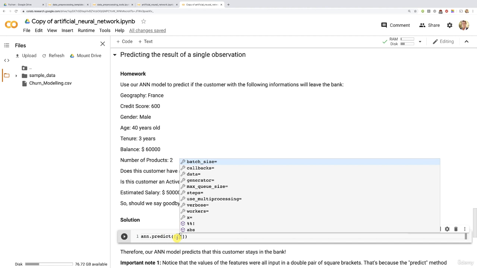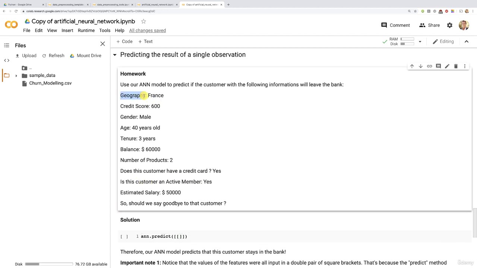Then inside this 2D array, we're going to enter the different information here, and that leads me to mention the second important thing which you had to pay attention to, which is about that variable here: Geography, France. According to you, do we have to enter, as this first information here for the geography variable, the string France, or do we have to enter something else? Well, of course we have to enter something else, and that something else are the values of the dummy variables.